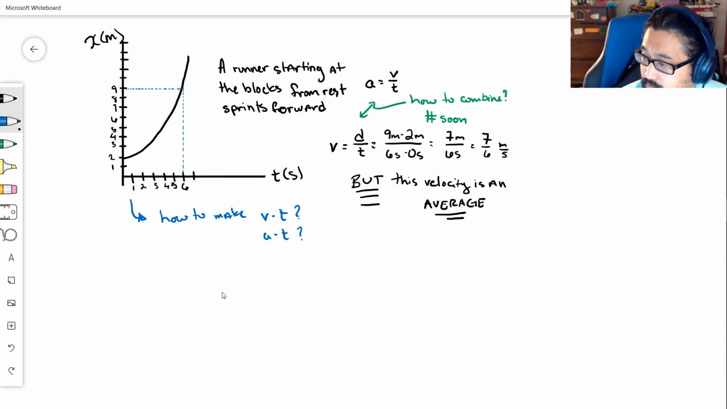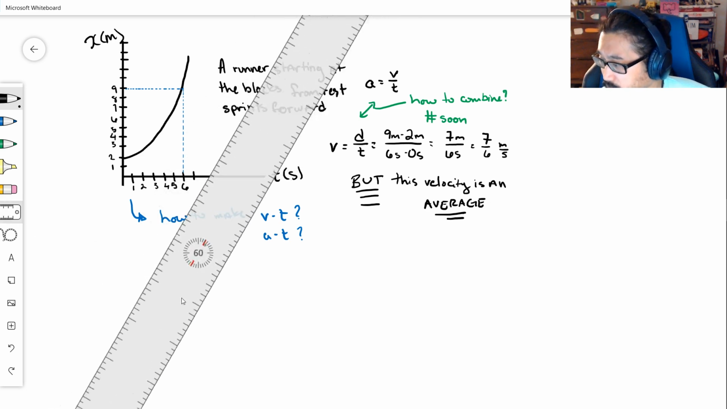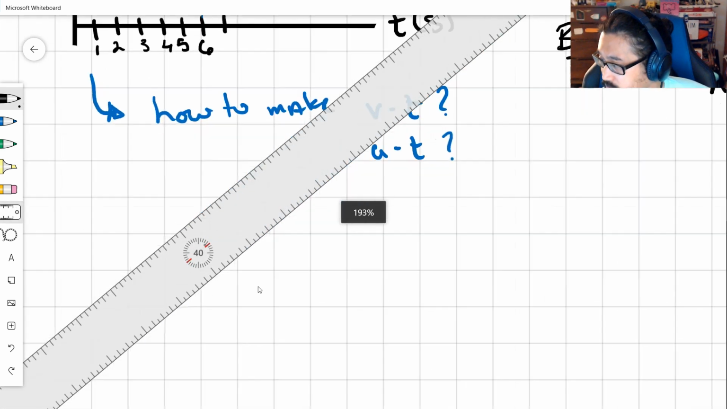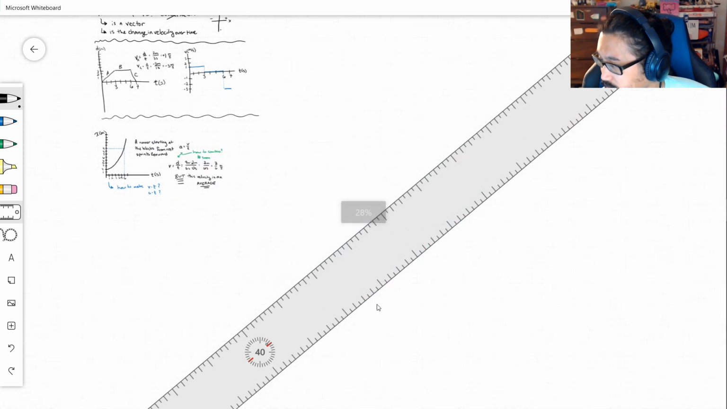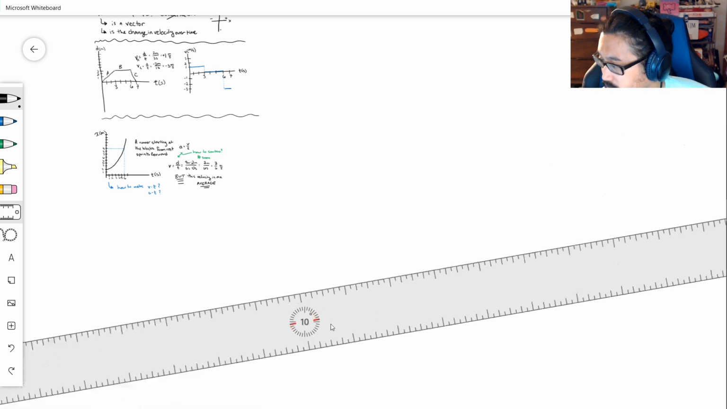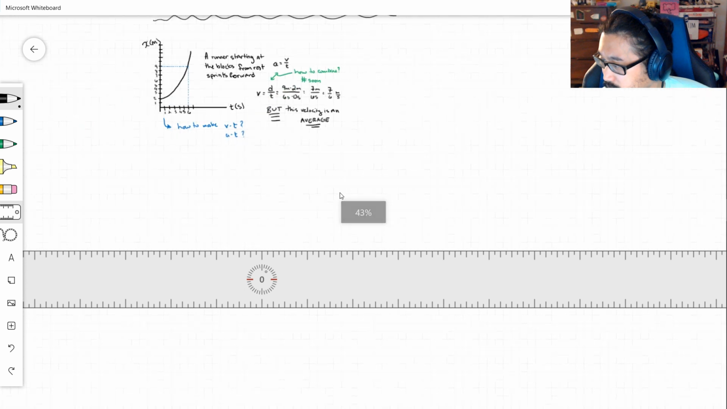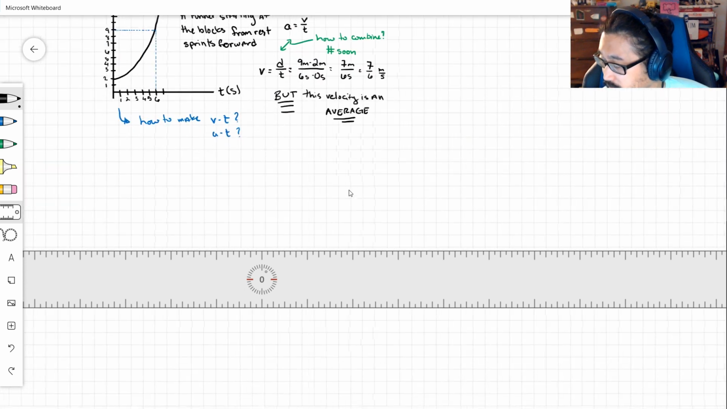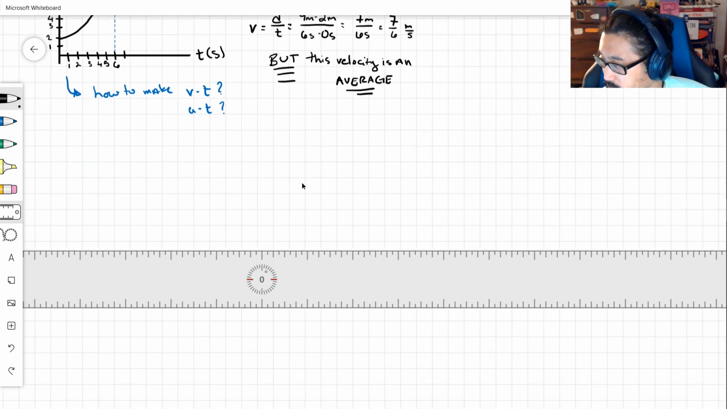So if I want to compare this, I'm going to make two of these graphs. I'm going to make velocity time and acceleration time. We'll make them both right down here.